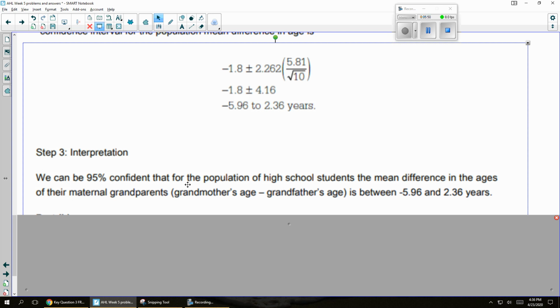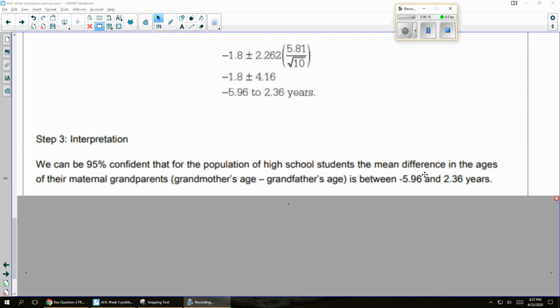We're 95% confident that for the population of high school students, the mean difference in ages for their maternal grandparents is between these numbers. And notice how they put it in context right here. I don't know if this applies to all grandparents because the high school students were the ones that were randomly selected. So that's the group to which it applies.